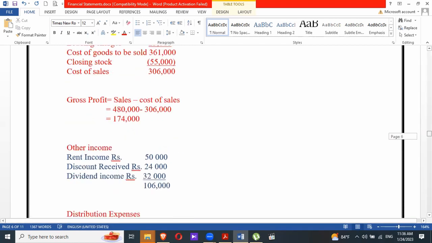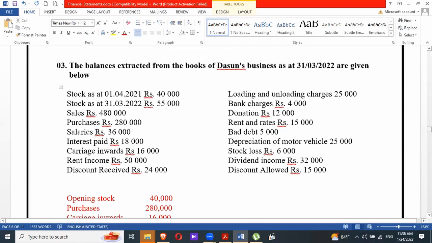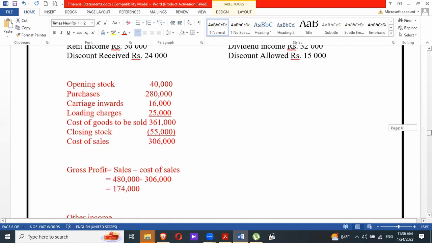Okay. Go through the question and see what are the administration expenses. Yes, salaries we can take as administration. Other than that, rent and rates can take, right? Only two. Donation can't take, bad debt, depreciation, motor vehicle, no, stock loss, dividend income, no. Only two things, salaries 36,000, rent and rates 15,000. Right? Only two things we can take under administration. Salaries 36 and rent and rates 15.